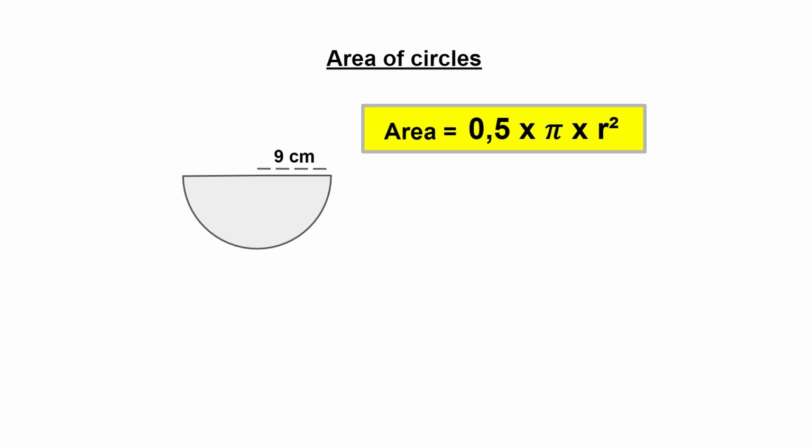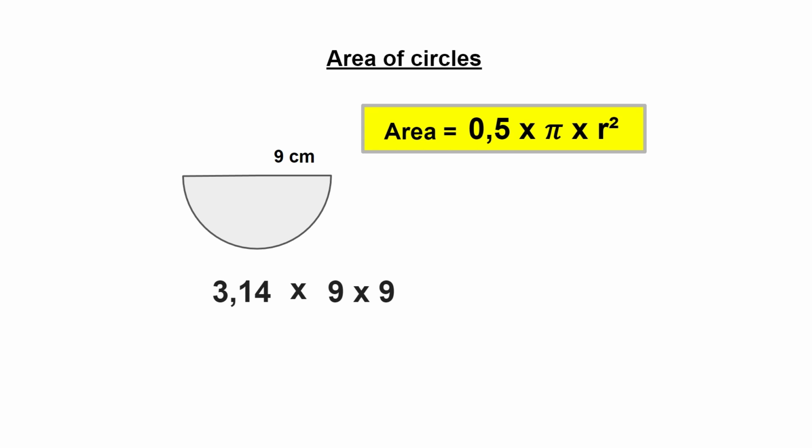But first, let's write out our formula for the area of a full circle. Then we'll plug in the correct information and make changes to the formula as we go along and explain what those changes mean. So first, as you know, pi is 3.14 and the radius of the circle is 9 centimeters. So radius squared is 9 multiplied by 9.